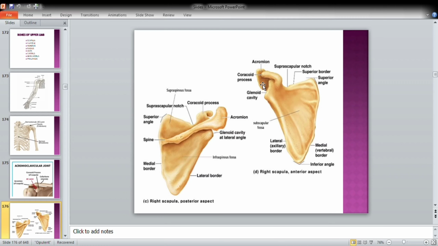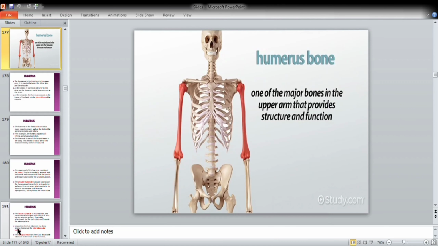If we see it anteriorly, this is the coracoid process, this is the acromion, this is the suprascapular notch, and this whole edge is the superior border. The superior angle is right here, and the medial and lateral borders are right here. This is the subscapular fossa. On the posterior aspect lie the infraspinous fossa, suprascapular notch and supraspinous fossa, but on the anterior aspect lies the subscapular fossa.